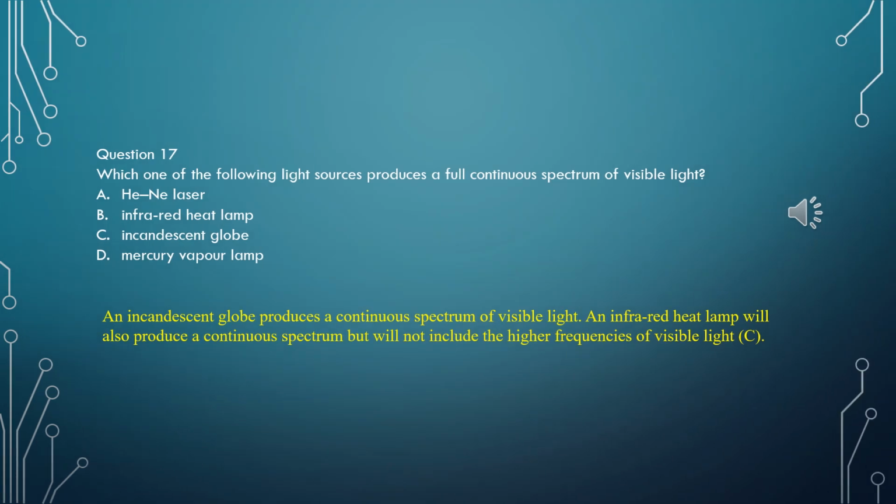The laser produces monochromatic light. Infrared heat lamps and mercury vapor lamps produce discrete visible light. An incandescent globe produces a continuous spectrum of visible light. An infrared heat lamp will also emit a continuous spectrum but will not include the higher frequencies of visible light.